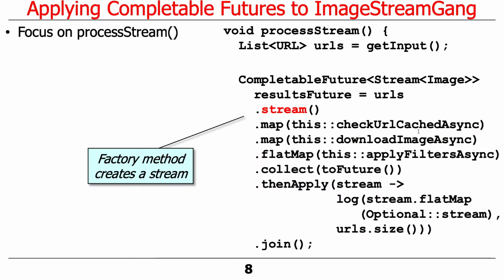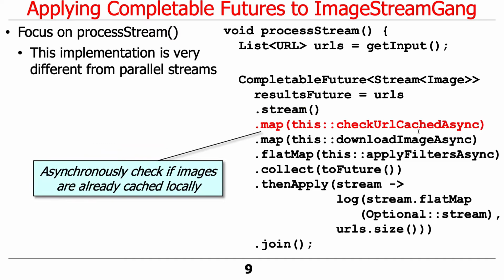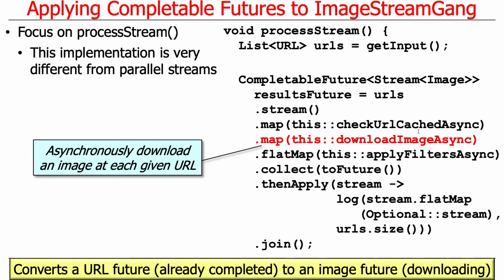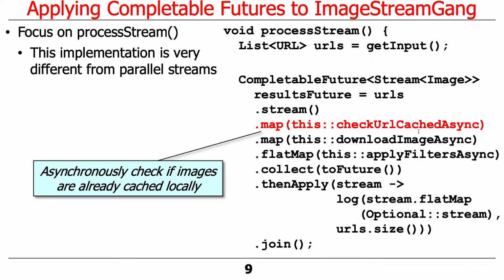This is the factory method that takes the list of URLs and turns them into a stream of URLs. So now we have a stream of URLs that we'd like to download. The next thing that we do is start checking if the images are already cached locally. And everything henceforth is very different from what we saw before. We'll come back and talk in more detail about what checkUrlCachedAsync actually does. It's pretty cool.